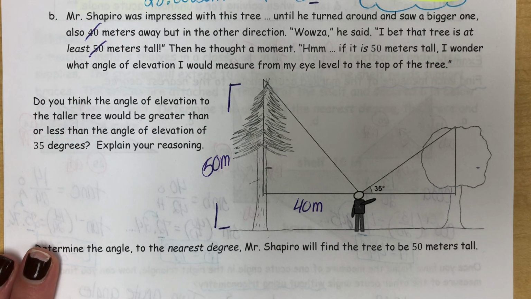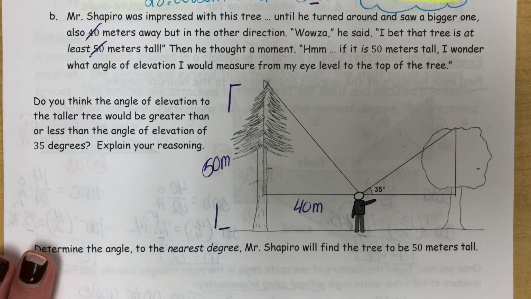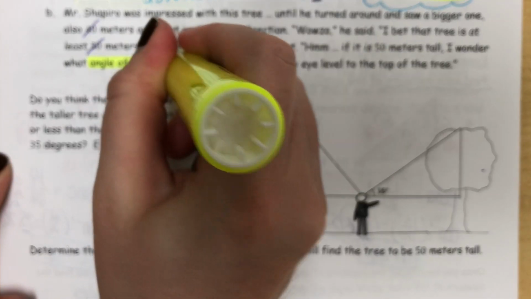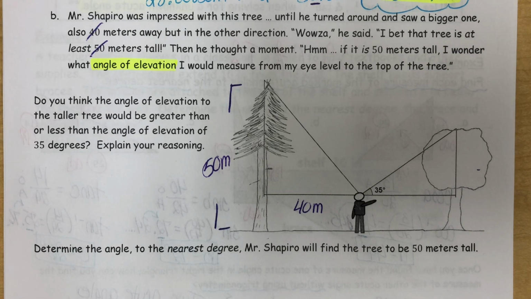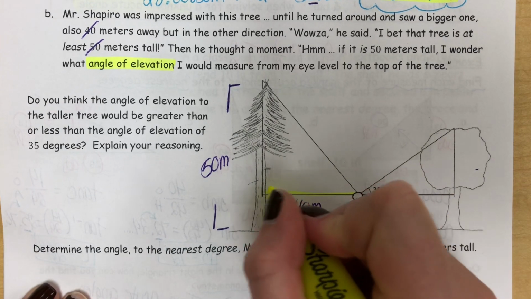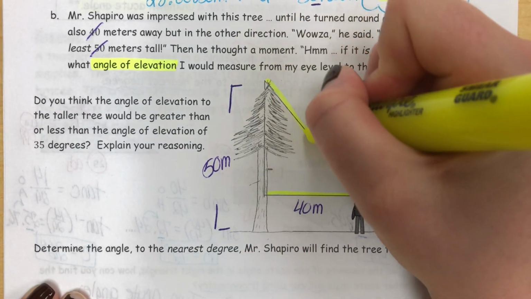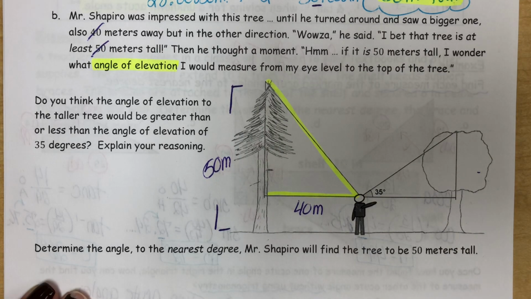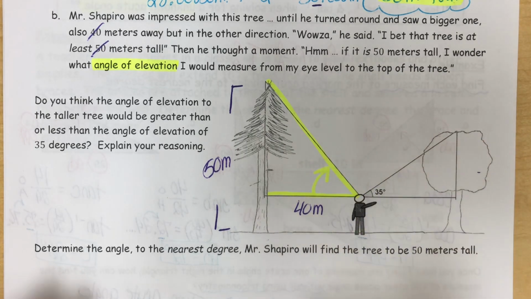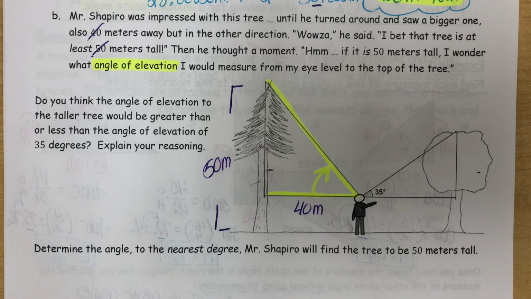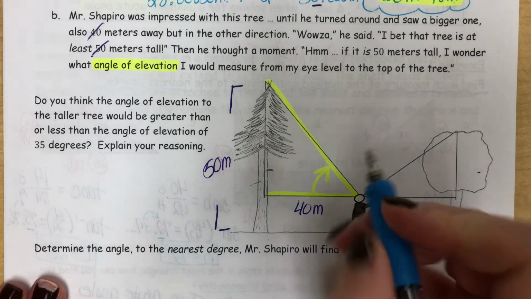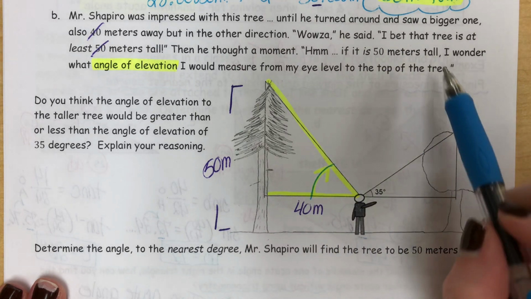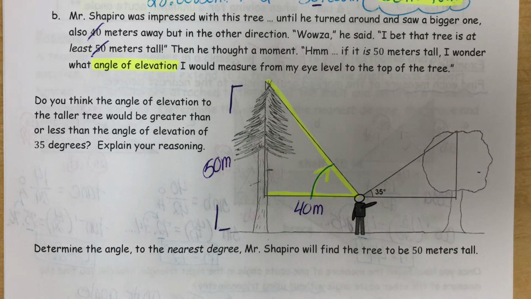Then he thought for a moment, if it was 50 meters tall, I wonder what the angle of elevation is going to be. Well, let me highlight that out. We went over this in part A. Angle of elevation is going to be his line of sight, which is right here, and then looking up to the top of the tree. Elevation is like an elevator. We want to look up to see what that angle of elevation is going to be. All right, so he's thinking that this angle that's being formed right here is going to be, well, actually, we don't know. He said, I wonder what that angle of elevation is going to be.